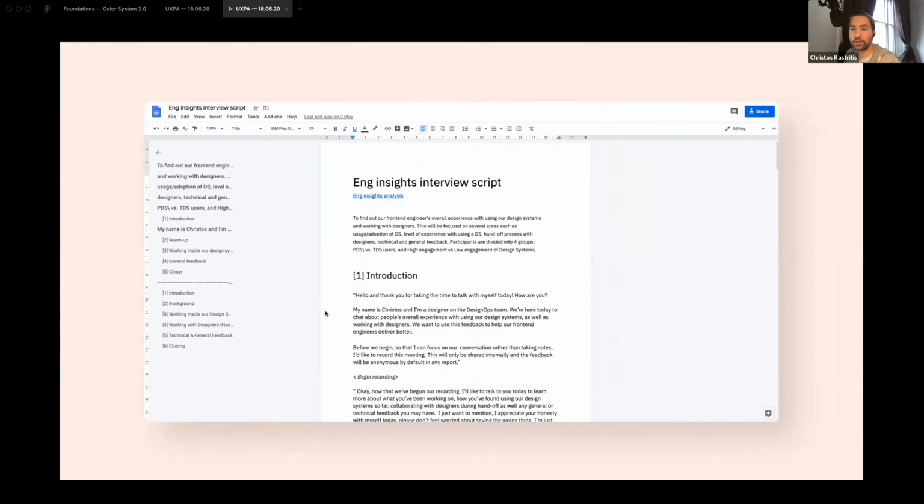And so I totally recommend trying to collaborate with a researcher and putting together some form of a script, just so you don't start waffling like I always do.